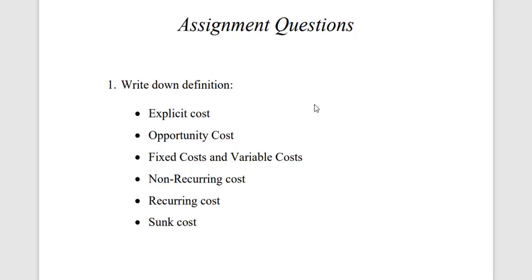Now this is today's assignment question. We have to write down the definition and an example of these six different types of cost, and upload it in the RNWIET application. After that you will mark your attendance. Now your lecture is completed.